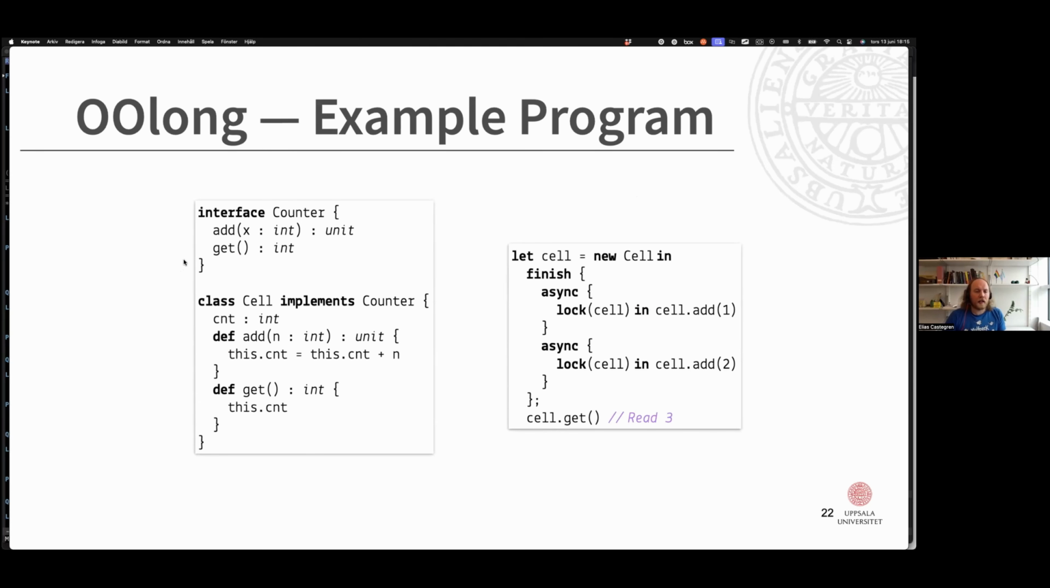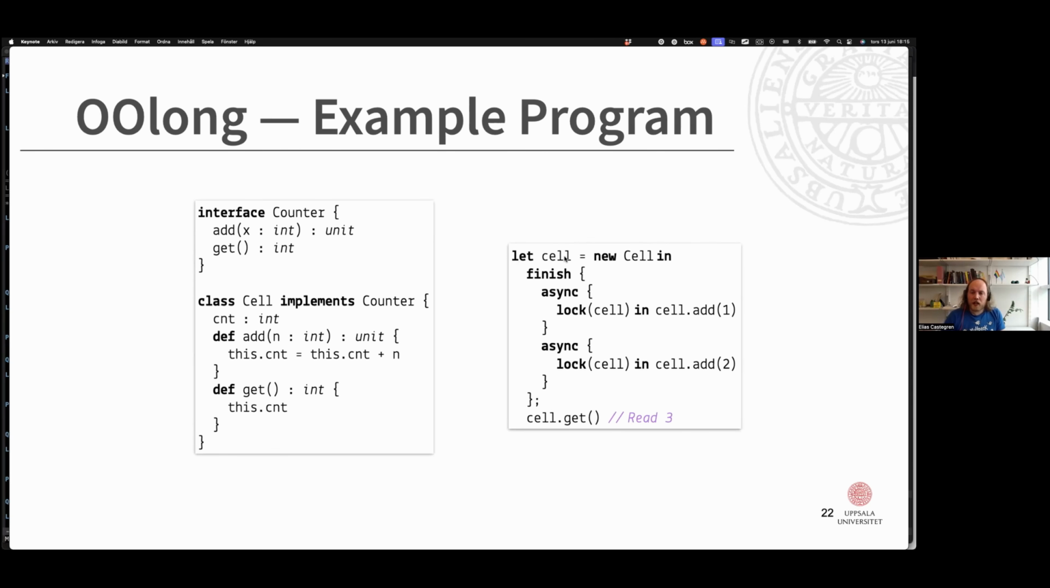I've taken the liberty of adding ints and addition to this. But hopefully, if you've programmed any Java or Scala or something like that, this is all readable to you. You have an interface, it's just a contract. It says these methods are available. You have a class Cell that implements the Counter interface by providing an integer and these two methods. And here we have a program. Note the expression-based, let-based binding rather than having statements.